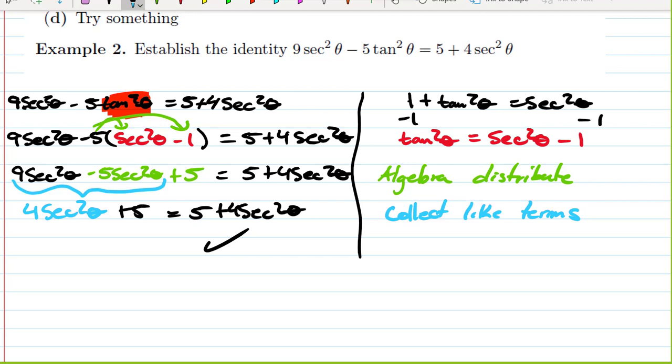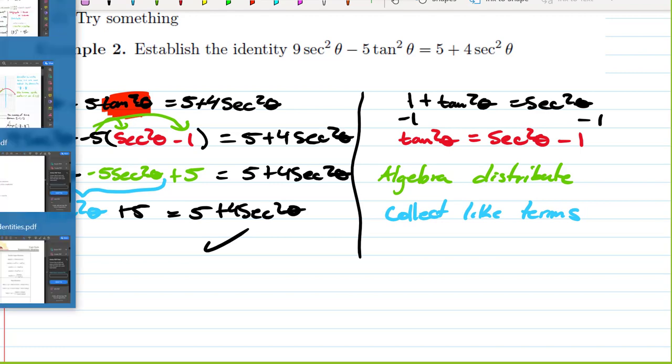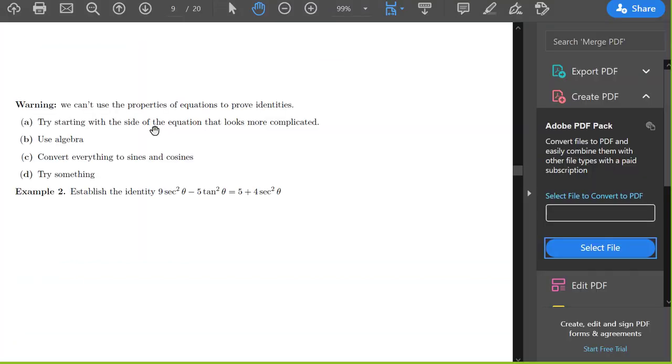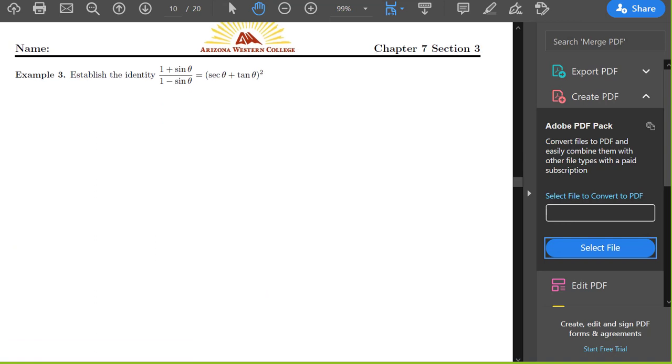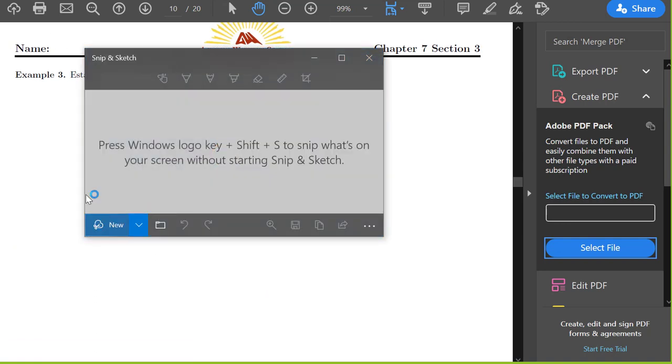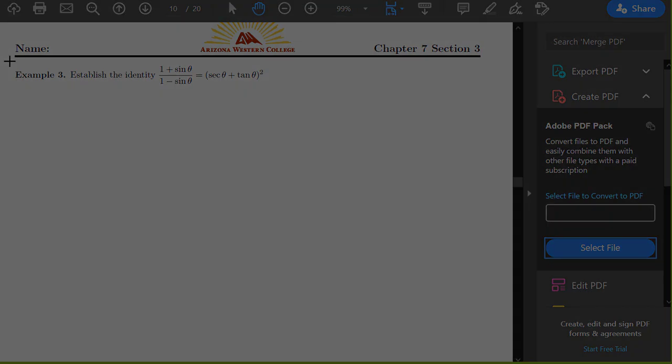So when proving trigonometric identities, we will use the identities from our identity sheet, plus we will use any algebra or anything else that we may need. All right, so let's take a look at our next identity.